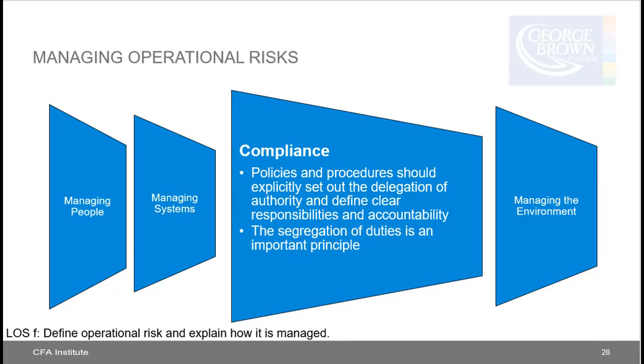Moving on now to compliance. Complying with internal policies and procedures. The structure of a company varies with size and business activities engaged in, but there are features common to all companies. For instance, power and authority are delegated and responsibilities are assigned within most companies. Policies and procedures should explicitly set out the delegation of authority and define clear responsibilities and accountability. These definitions form the basis for the monitoring of and control over business processes and provide feedback mechanisms.